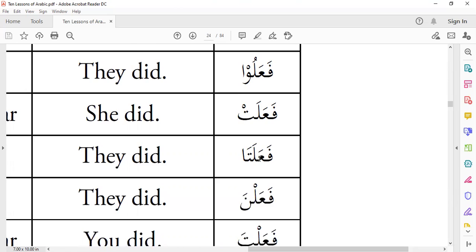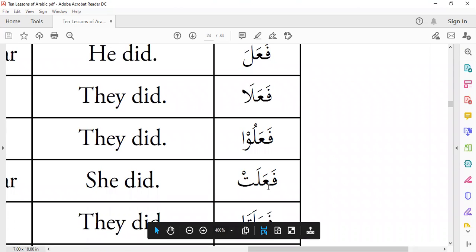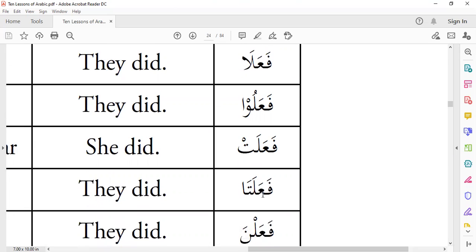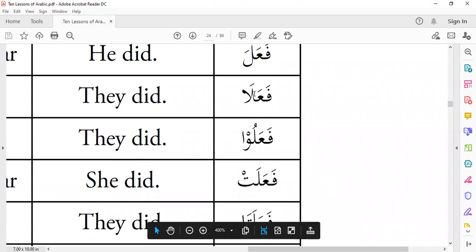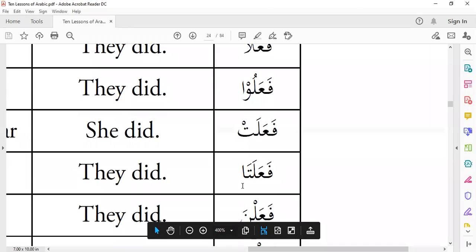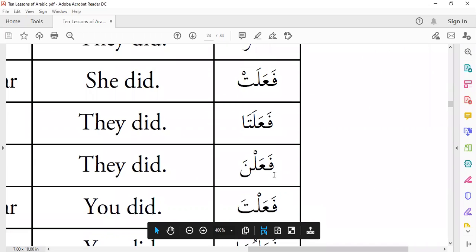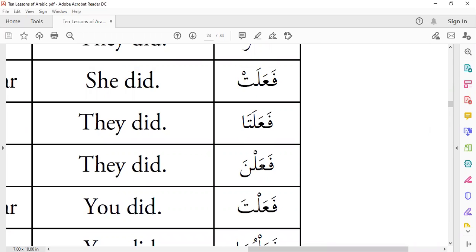The next one is fa'alat. Similar to fa'ala, all they did was add a ta. So fa'alat, third person, feminine, singular. Then for dual, they added an alif, fa'alata. And then for the feminine plural, third person, fa'alna. Does everyone understand that?